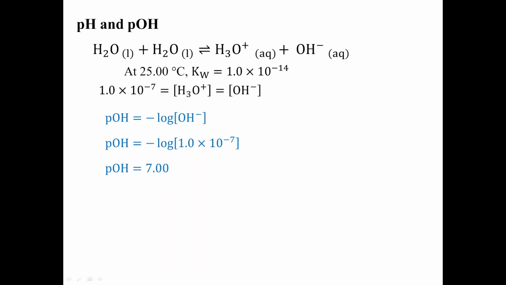We can take the negative log of that, and we'll end up with a pOH of 7. Now there's actually a relationship between pH and pOH. If we look at this for water, we can see that pH plus pOH equals 14. And this actually holds true always. So if you ever want to convert from pH to pOH, you can just do 14 minus the pH to find your pOH value.